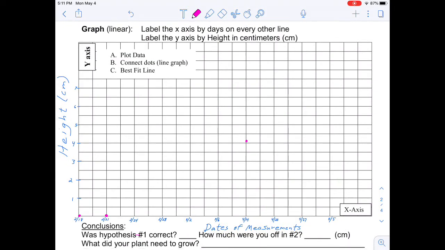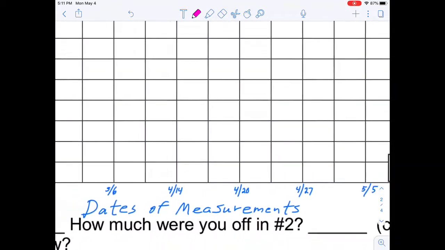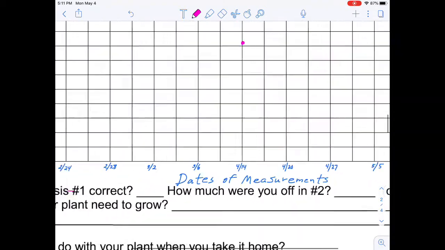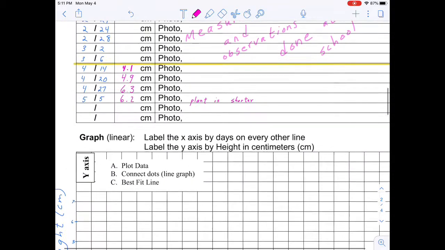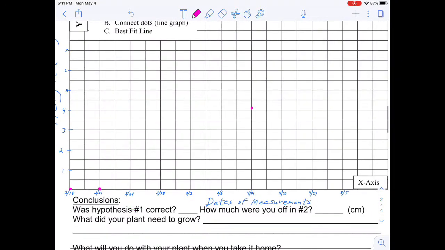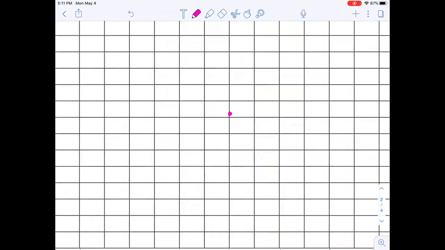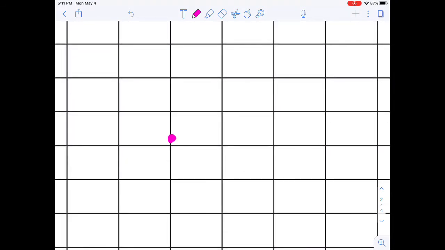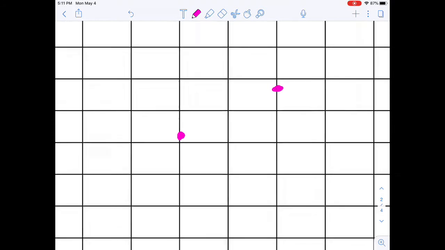So today we are going to fill in April 20th, 27th, and May 5th. On the 20th we had 4.9 centimeters, then we had 6.3 and 6.2. So looking across here, we've got just over 4 on April 14th. So we had 4.9, so I'm going to be filling in a dot right here for that date.